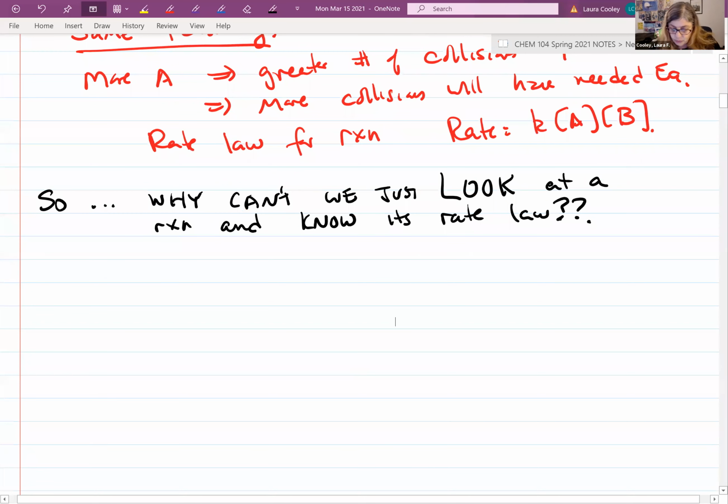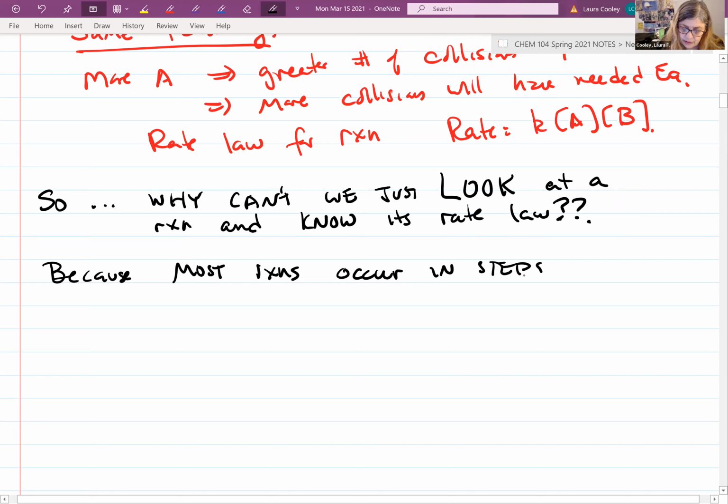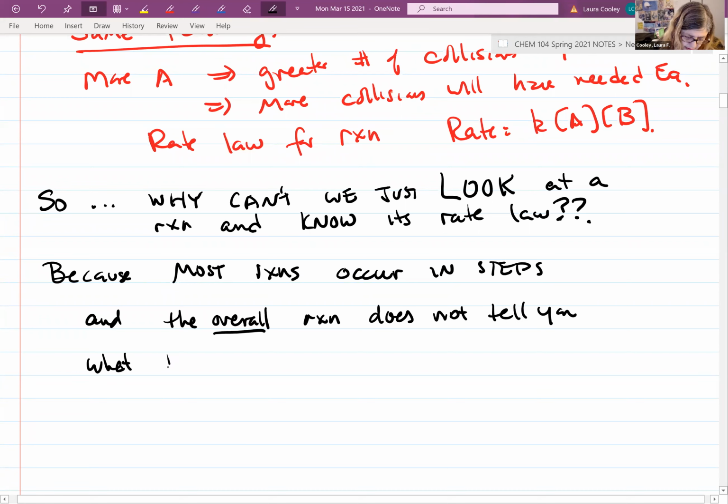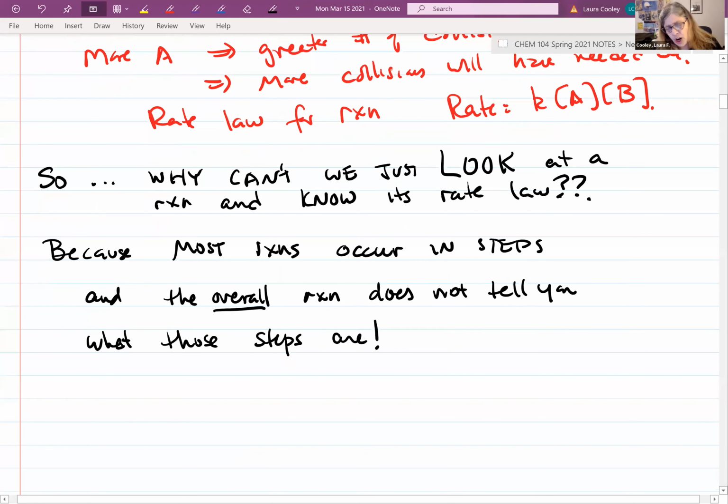So why can't we just look at a reaction and know the rate law? The answer is because most reactions occur in steps, and the overall reaction does not show you those steps. So you don't know what single molecular events are happening. You only see the overall picture, okay?